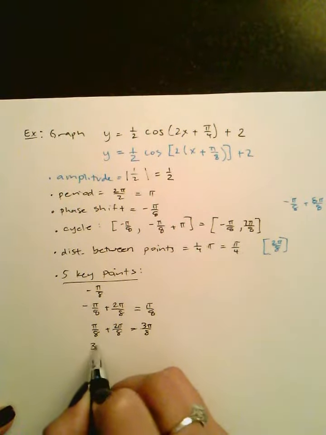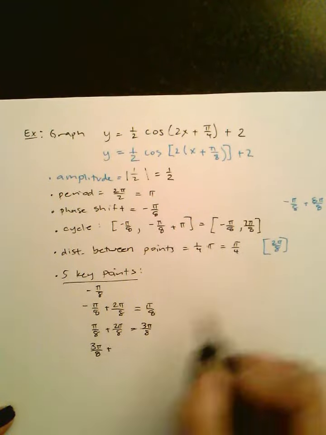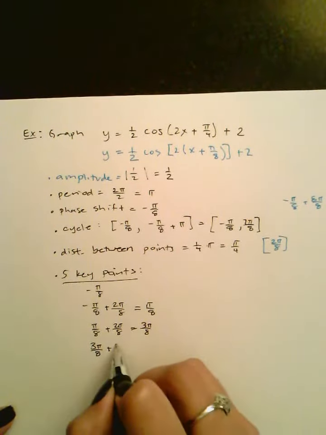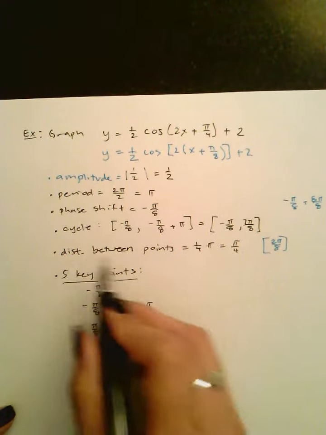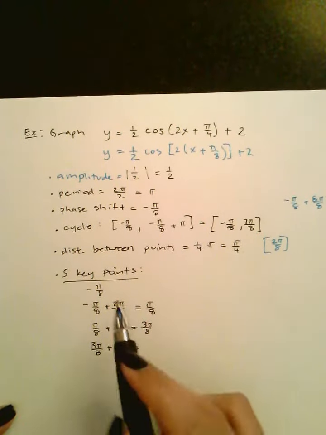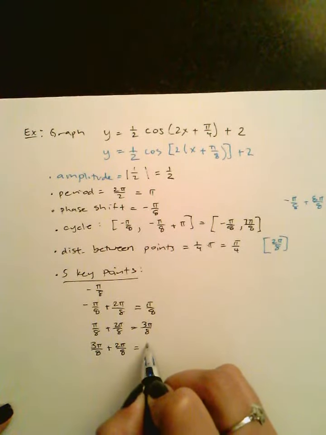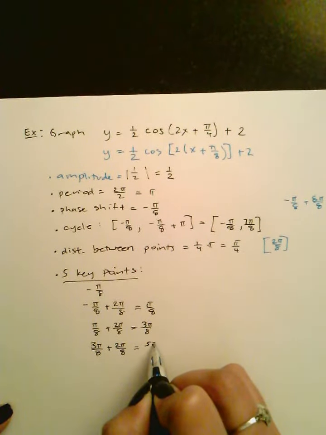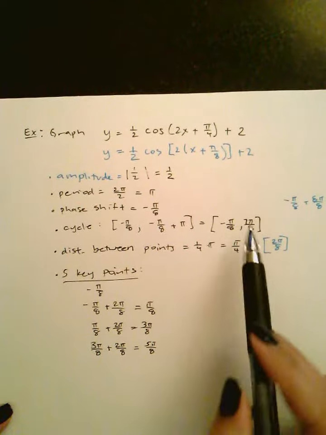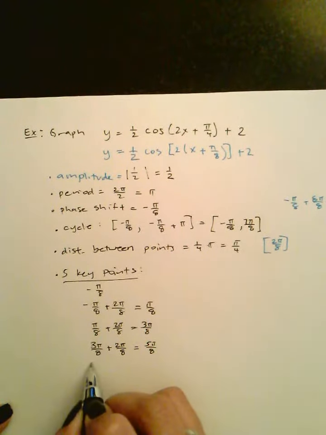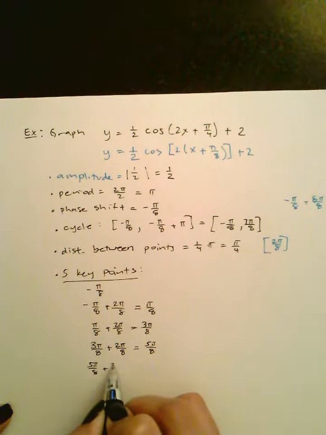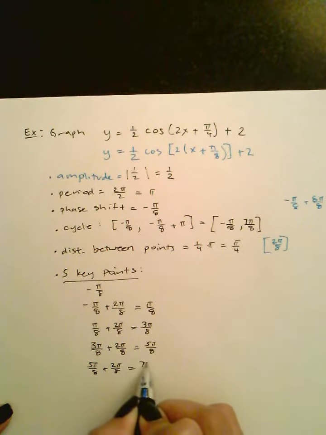Now for the next one, we're going to take 3 pi over 8, and we're going to add 2 pi over 8 again. And I'm adding 2 pi over 8 because that's the distance between each of the points. So it's the distance between each of the x values technically. So this is 3 pi over 8 plus 2 pi over 8, which gives you back 5 pi over 8. So we're going to stop at 7 pi over 8. So that means 5 pi over 8 plus 2 pi over 8 is equal to 7 pi over 8.